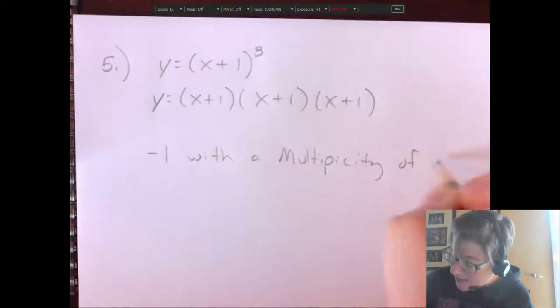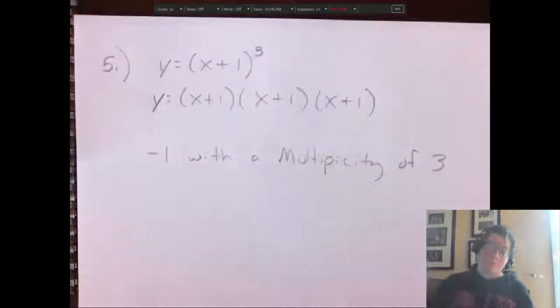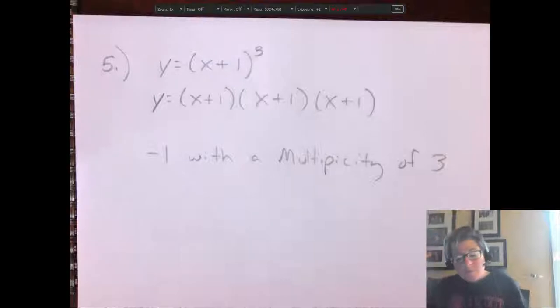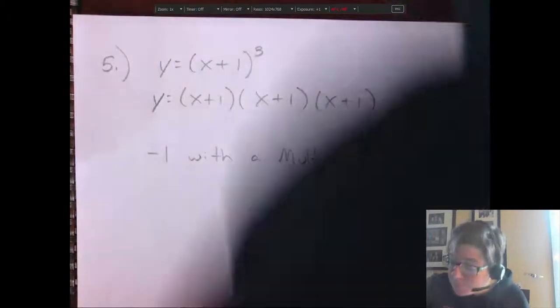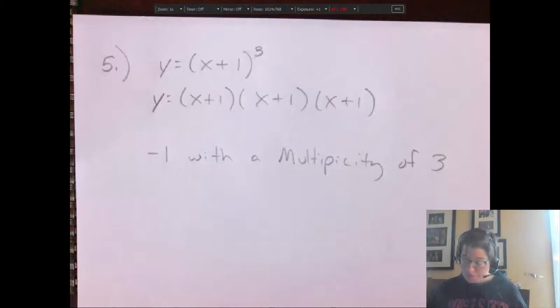All you're saying is this -1 is the answer 3 times. So watch out for that word multiplicity. It just means your answers are repeating themselves, and you have to be able to know when your factors are the same. Obviously, then you have a higher multiplicity.